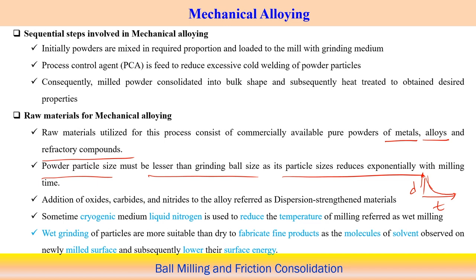So we can add oxides, carbides, and nitrides to the alloy in this mechanical alloying system, and these are referred to as dispersion strengthened materials. Adding the oxides, carbides, and nitrides brings a strengthening effect, and the strengthening mechanism here is the dispersion strengthening mechanism, which usually follows to strengthen the component made using the mechanical alloying system.